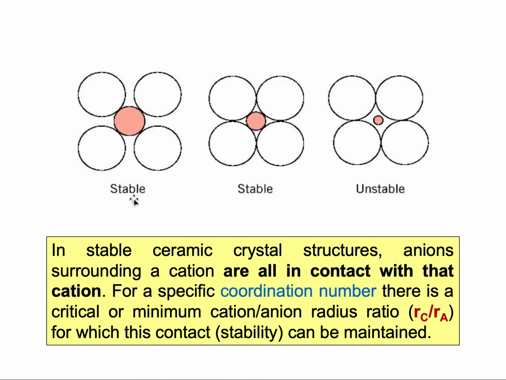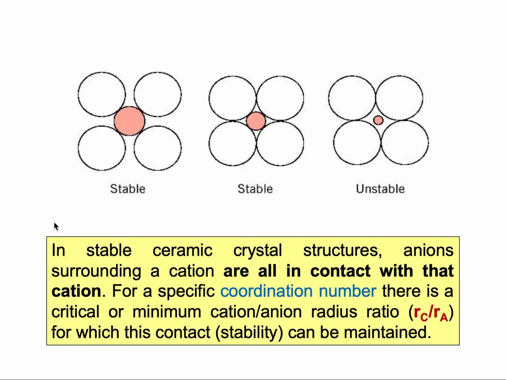And in order to have a stable structure in ceramics, the anions need to touch the cation, right? So this is stable. This is another stable structure. You can see there is touching between the negative ions and the positive ion, but this one here we don't have touching, which means that this is an unstable structure of the ceramic.